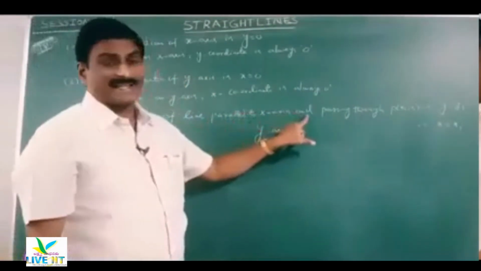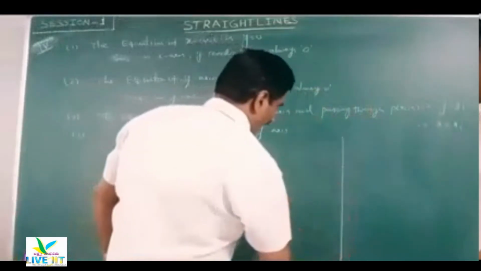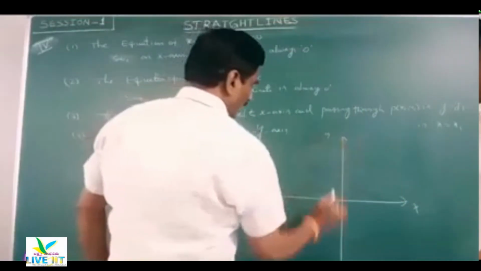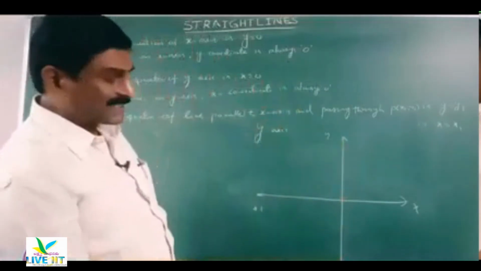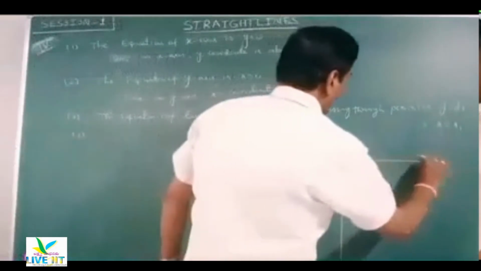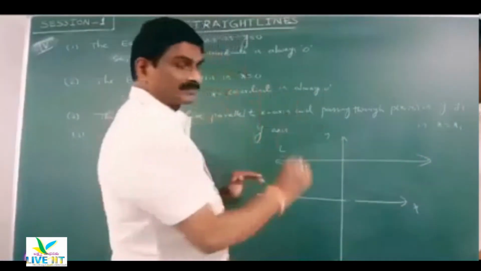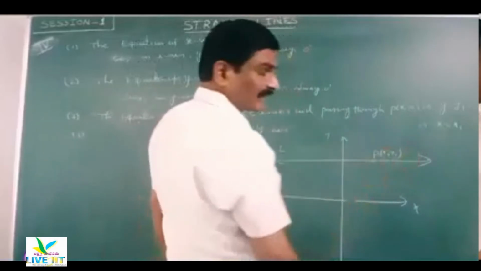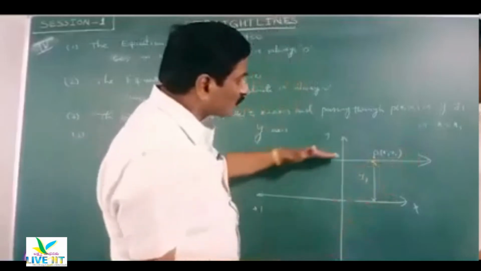The equation of the line parallel to the x-axis and passing through the point P(x1, y1) is y is equal to y1. Please observe this value. The line is parallel to the x-axis, and it passes through the point P(x1, y1). What is this value? This value is nothing but y1.